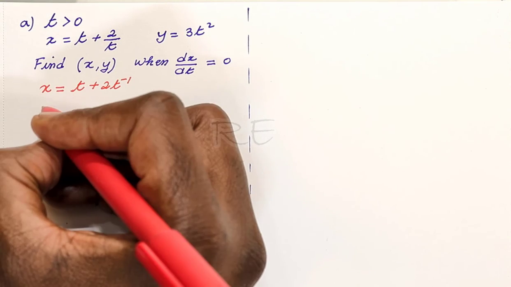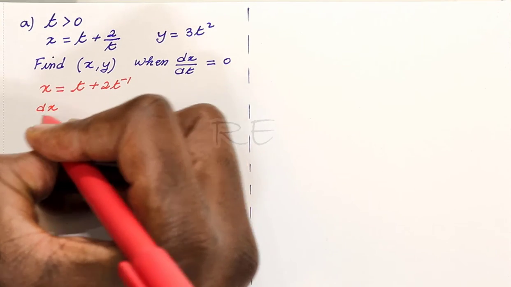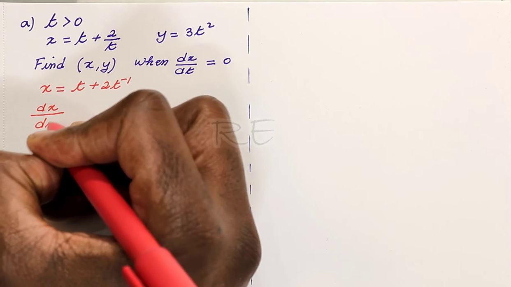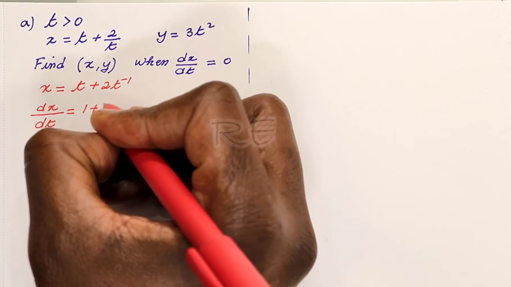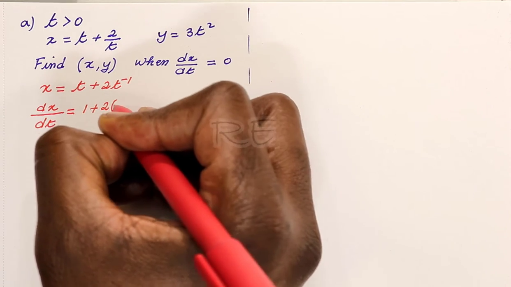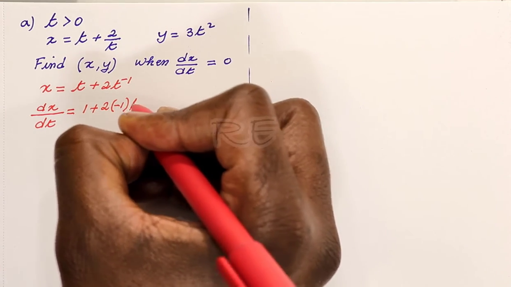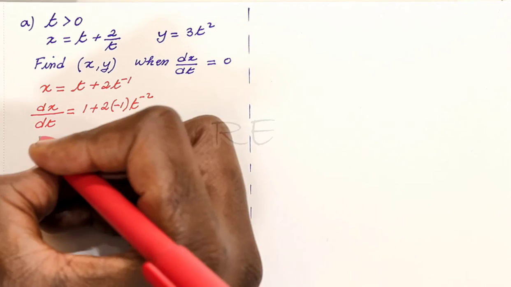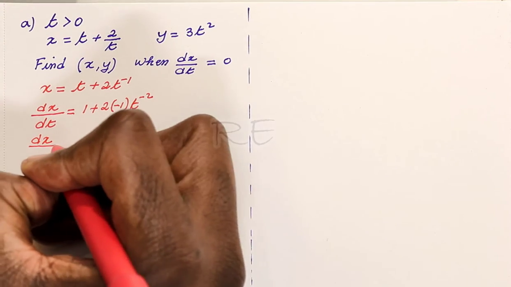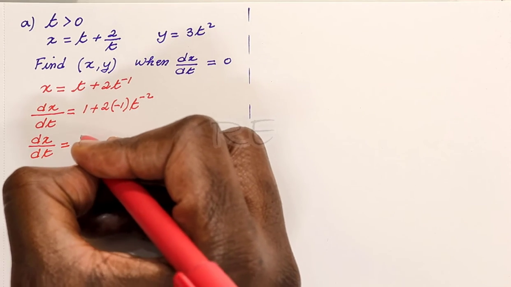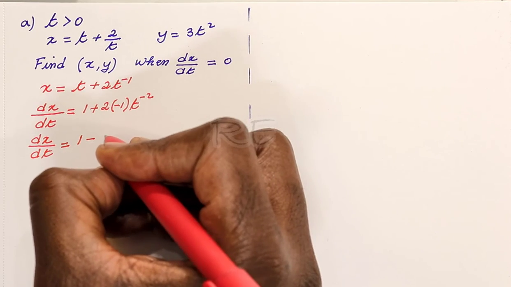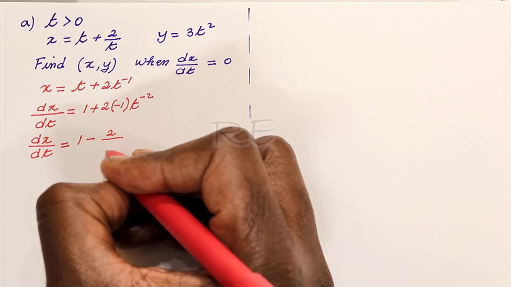We are asked for x and y when the velocity of the particle in the x direction is equal to 0. Now we may choose to write x as t plus 2t to the negative 1 to make the derivative easier. We will get 1 plus 2 times negative 1 t to the negative 2, which can be written as 1 minus 2 over t squared.